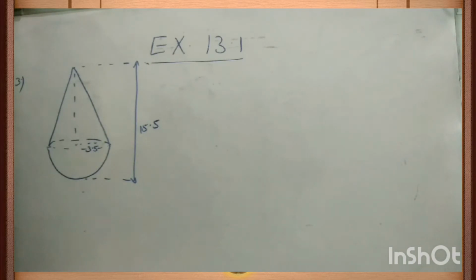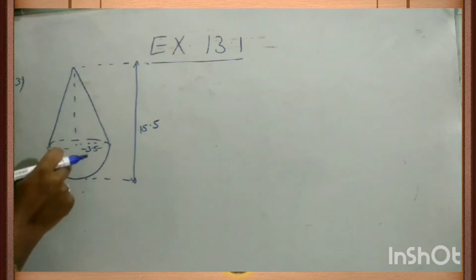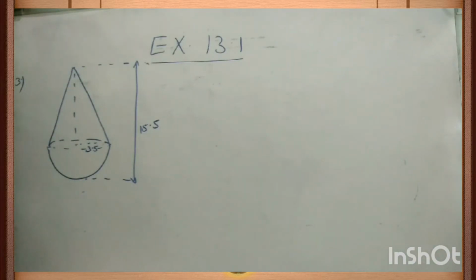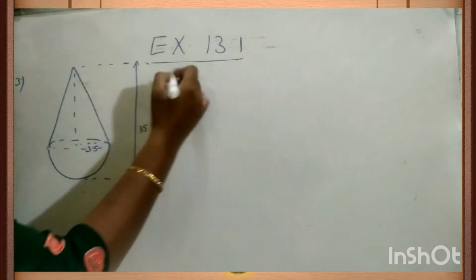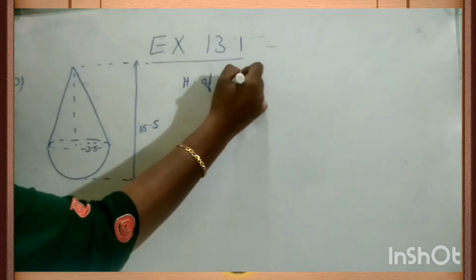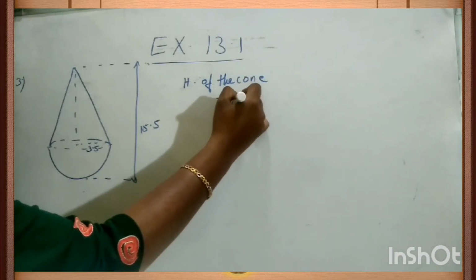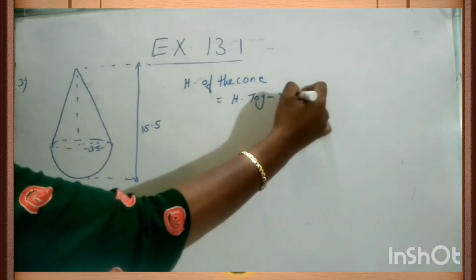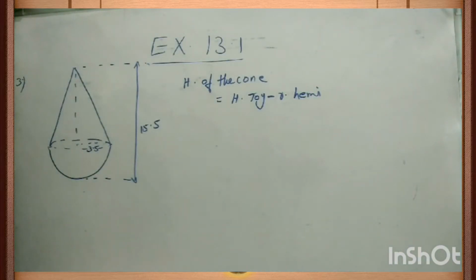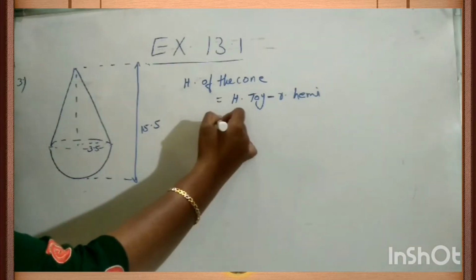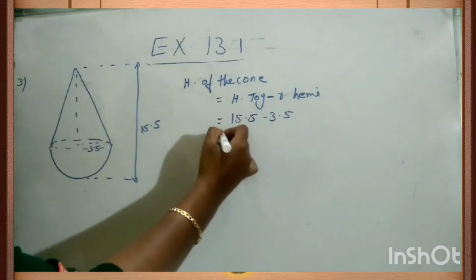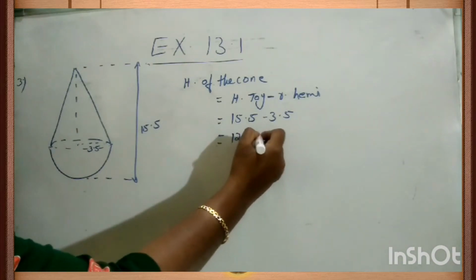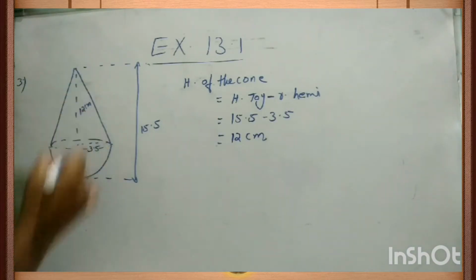Total height of the toy is equal to height of the cone plus radius of the hemisphere. So what we will get? Height of the cone is equal to height of the toy minus radius of the hemisphere, and that is equal to 15.5 minus 3.5. It is equal to 12 centimeter. So the height of the cone is equal to 12 centimeter.